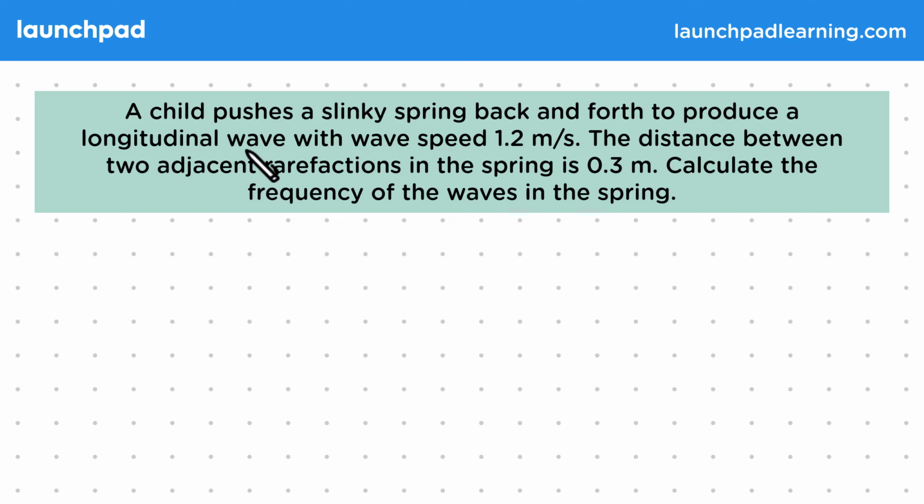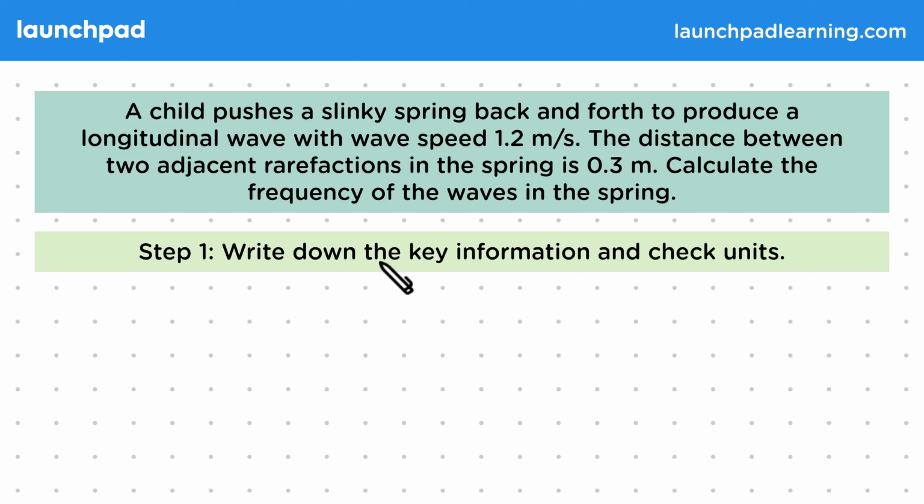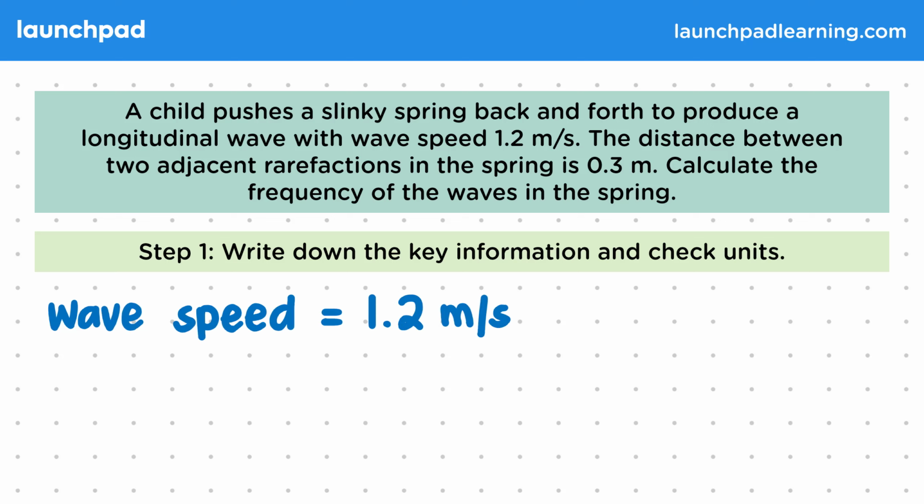Remember that longitudinal waves are waves where matter is moved back and forth instead of up and down by the wave. We'll have the same relation between wave speed, wavelength, and frequency though. So for step 1, write down the key information and check the units. We're told that the wave speed is 1.2 meters per second. Then we're told that the distance between two adjacent rarefactions in the spring is 0.3 meters.